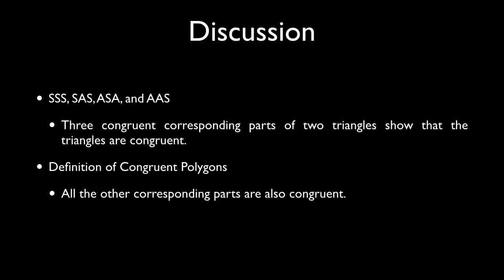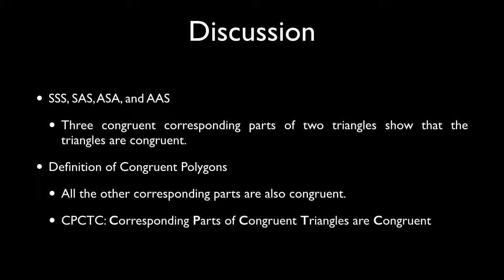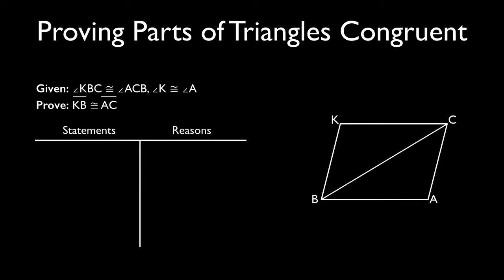So we can use the fact that corresponding parts of congruent triangles are congruent to help us move beyond congruent triangles. Many textbooks do refer to this as CPCTC. I will use the definition of congruent polygons, or DCP, because that's what it really is. So let's do a quick proof here.